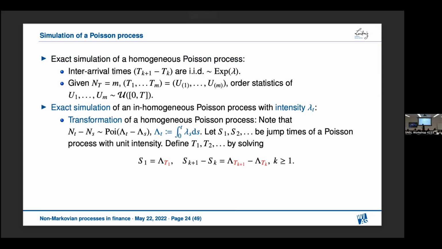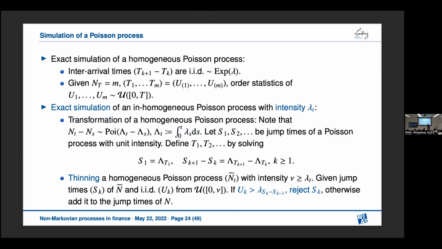How about the inhomogeneous Poisson process? You will see the common theme is whatever we do, we reduce to the earlier case. For the inhomogeneous Poisson process, there are two methods that I want to mention. First, we can transform it to a homogeneous Poisson process, basically by inverting the integrated intensity. If you invert the integrated intensity, you actually get a homogeneous Poisson process with constant intensity one.